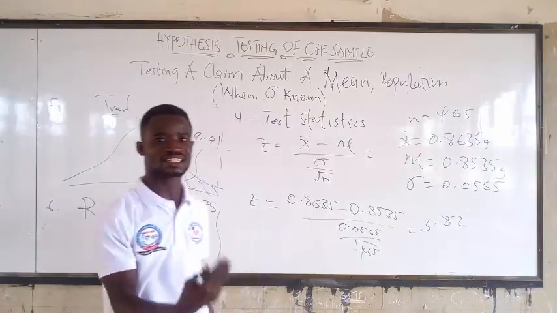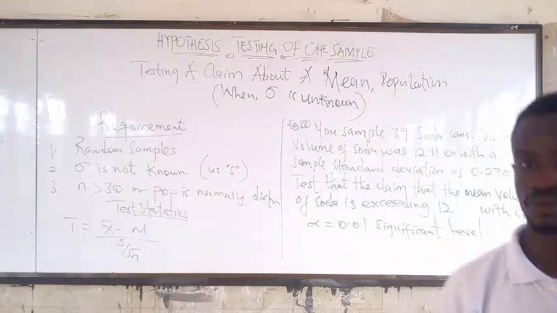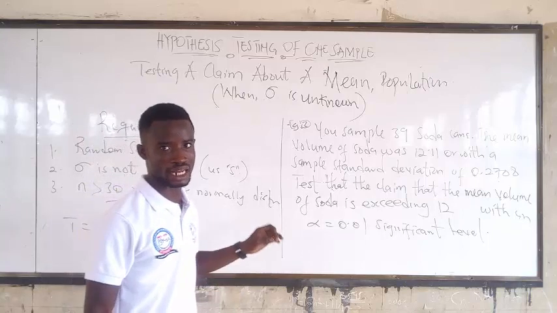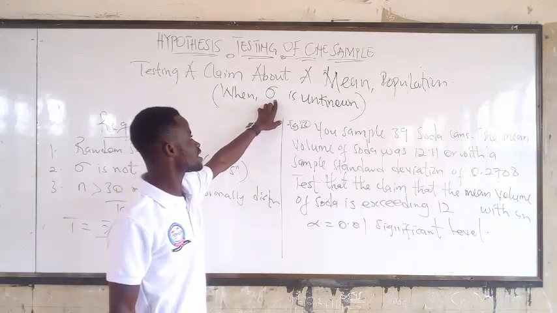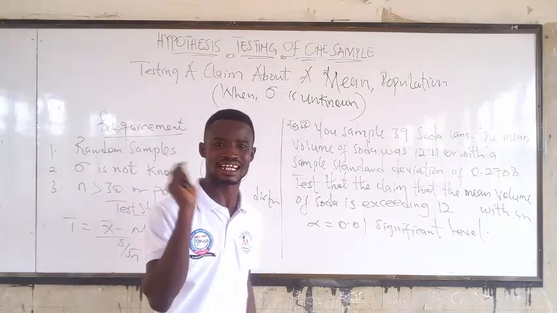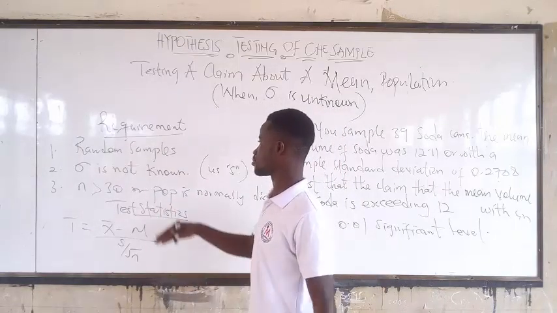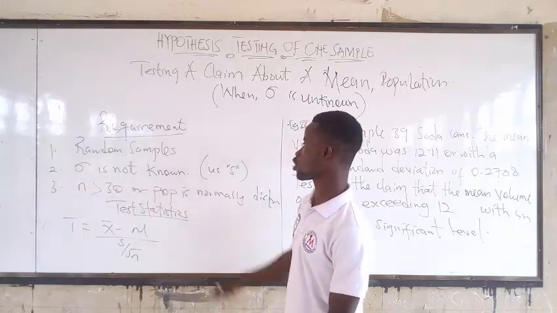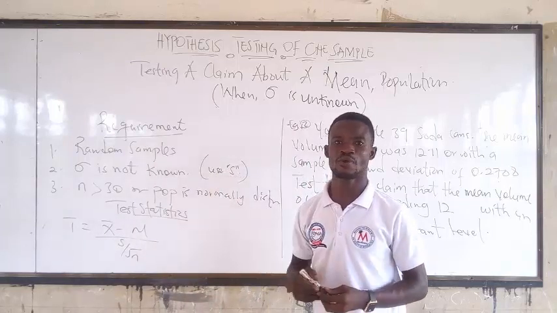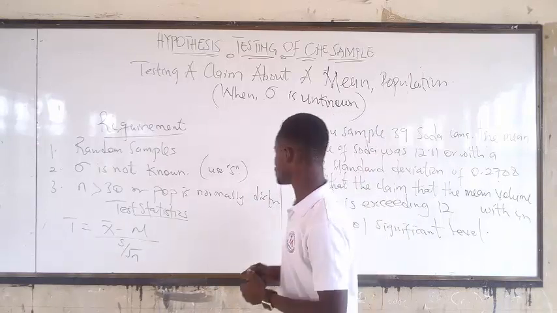Let's go to where the standard deviation is not known in this same video. Testing a claim about a mean, still on the mean, but here the population standard deviation is unknown. The requirement is always the same. The population standard deviation is not known, so you use the sample standard deviation, s.